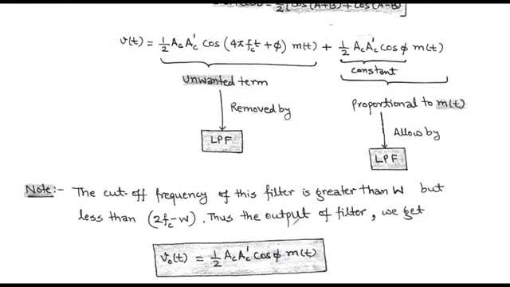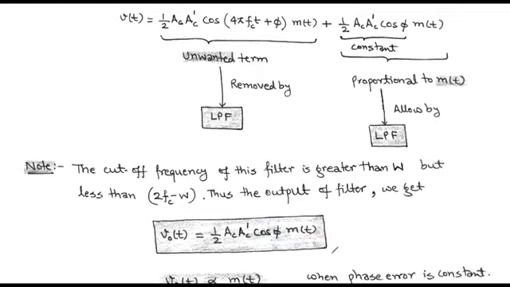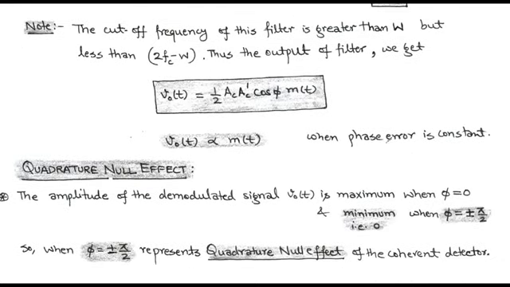So after passing through the low pass filter, we get the output, that is V naught of t, and it is equal to 1 upon 2 Ac Ac dash cos phi into m(t). Also, when we consider the phase error is constant, the output is proportional to the message signal.